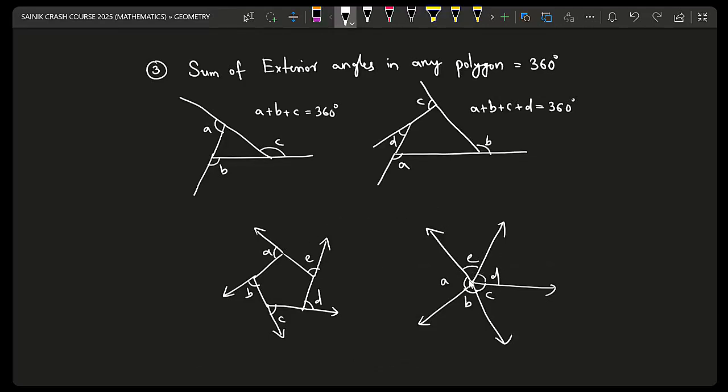Now you check from this figure. We know A plus B plus C plus D plus E is going to be 360 degrees. Why? Because the sum of all of them is going to become a complete angle. Complete angle measure is 360 degrees. That's why, not only in a pentagon, you take any polygon and do like this, you'll be getting all of them adjusting to complete the sum of 360 degrees. That's why for any polygon, the sum of exterior angles is 360 degrees.